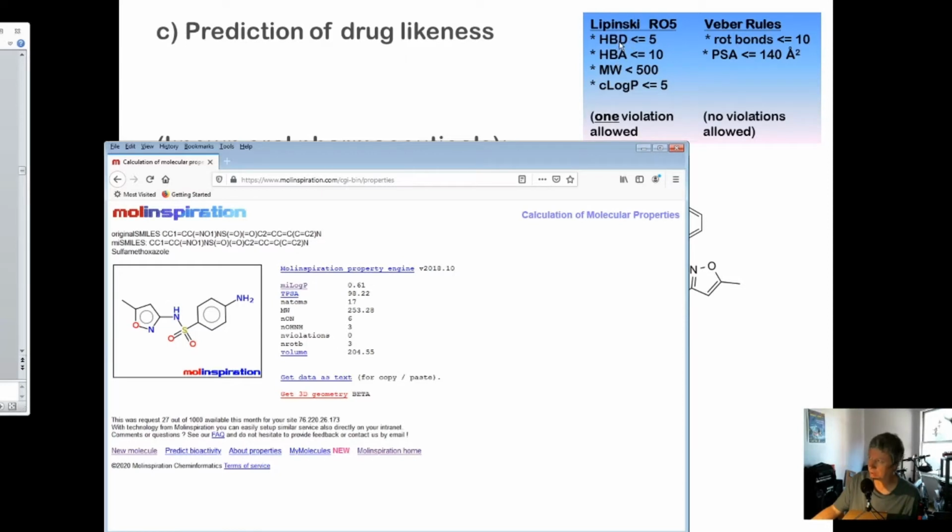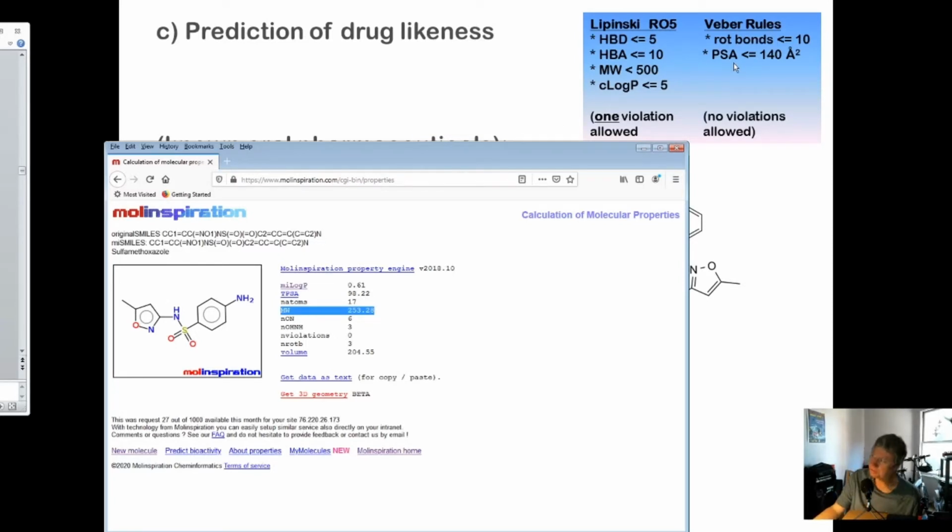Yeah, hydrogen bond donors and acceptors. Donors are 3. Great. Less than 5. Acceptors 6. Great. Less than or equal to 10. Molecular weight is right where we want it. Almost, we'll say 250. Great. Less than 500. And C log P, as we said. So this is Lipinski compliant.